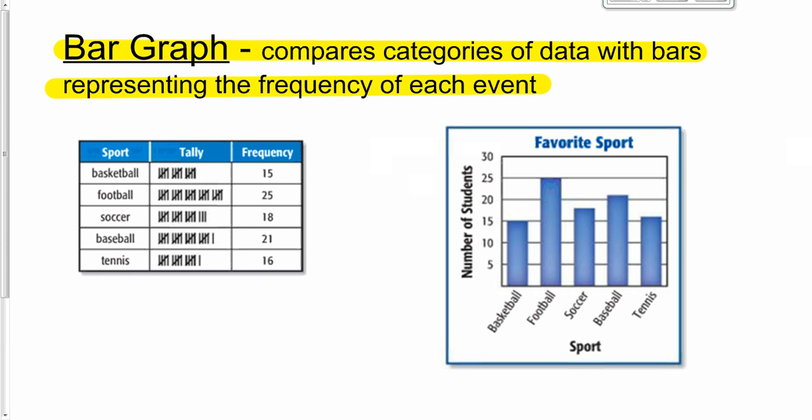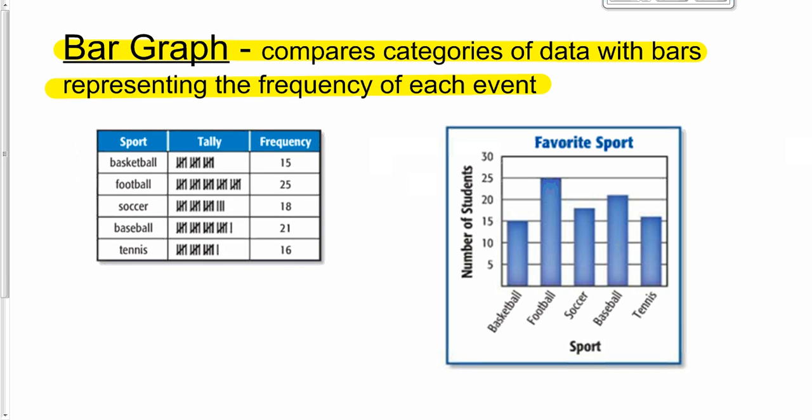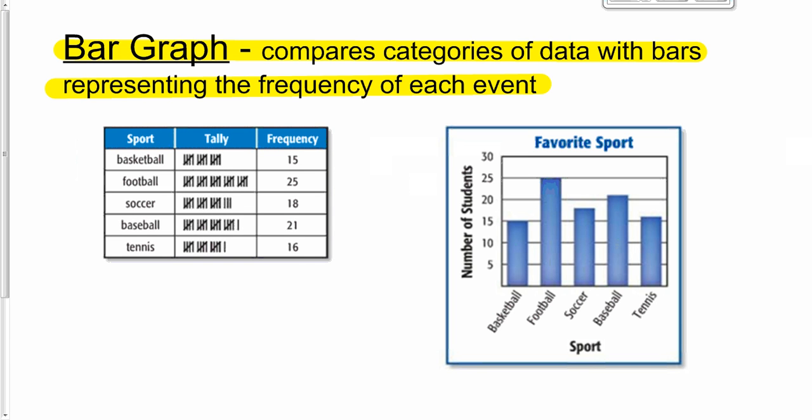Bar graphs. A quick description of a bar graph is that it compares categories of data with bars representing the frequency of each event. On the left here you can see that we've got some tallies, and it looks like some students were asked to write down their favorite sport or something like that and turn that in. Somehow data was collected so that we could find out what each student responded with.